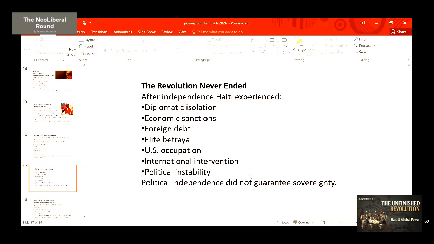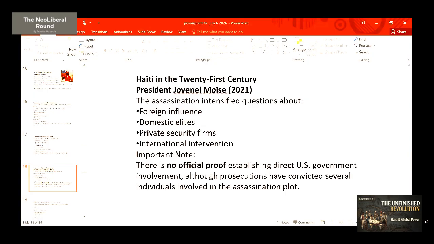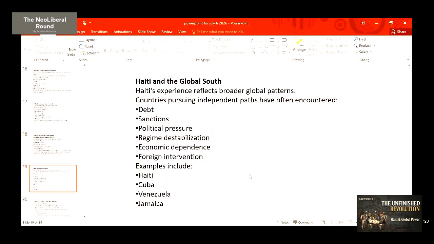The revolution never ended. After independence, Haiti experienced diplomatic isolation, economic sanctions, foreign debt, elite betrayal. They tried to kill Aristide. I remember in the 1990s, Aristide became the president and things were going in the right direction. And the next thing you know, they tried to assassinate him and kill him and so on and so forth. Haiti in the 21st century. What can we learn from that so that we don't make the same mistakes? So Lisa, yes, it's a good thing.